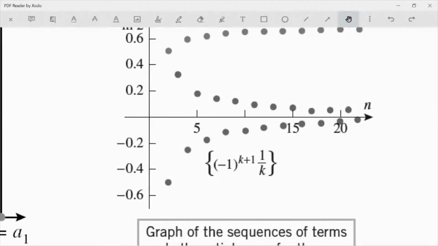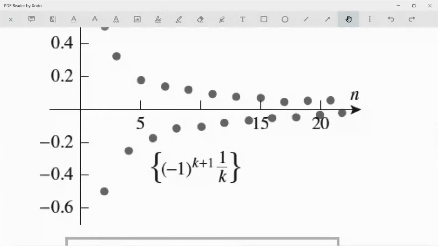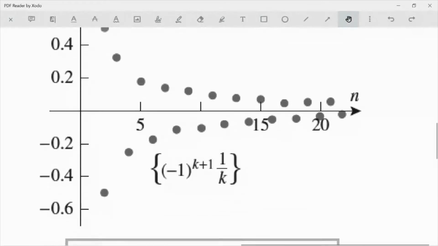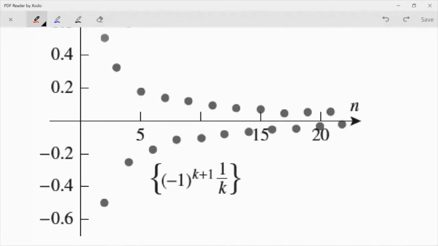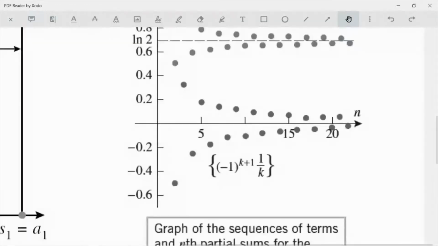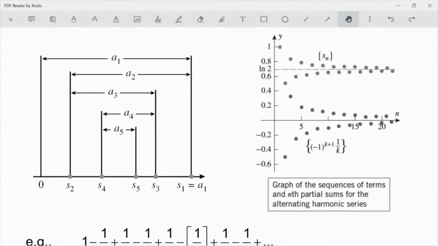Okay, so in addition to that, you can see the terms themselves. So here are the actual terms, right? If I were to look at a series where I've got the terms defined by (-1)^(k+1) over k, so this is the alternating harmonic series, you can see the terms themselves are going back and forth from negative to positive, but they're approaching a value of 0. Okay, so anyway, that explains not only the idea of the error, but also the idea of the convergence of an alternating series.